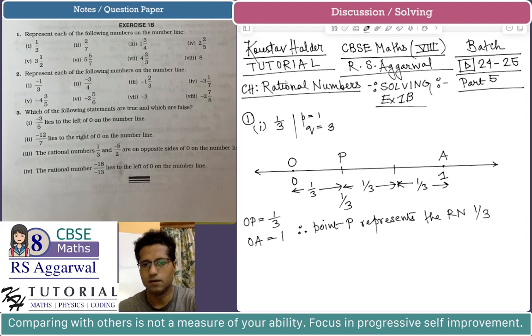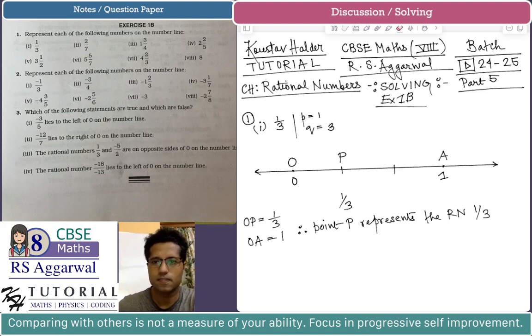Now, when you solve these problems in your exam or in school, you will definitely not mention that all these equal segments or equal parts are of length 1/3. You will only do this much, and definitely write the rational number properly below the point that you have located on the number line, which in this problem is the point P.